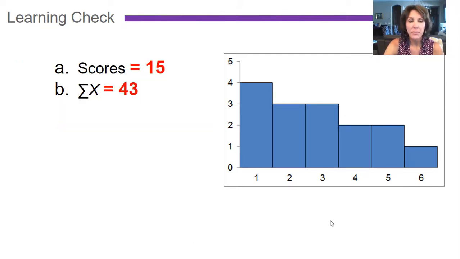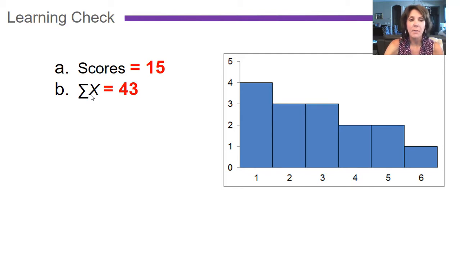The total number of scores is 15. How did I know that? Well, you just count up the frequencies. I count up 4 plus 3 plus 3 plus 2 plus 2 plus 1, and that gives me 15. That's how many people are represented in this graph.